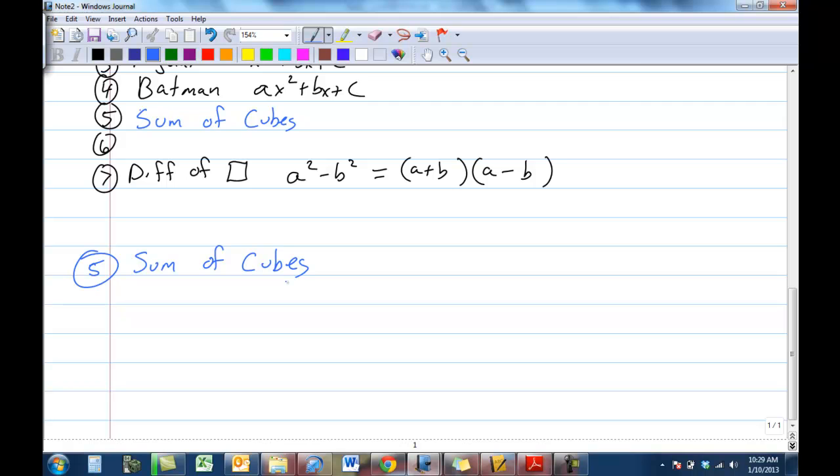Now here's what's up with sum of cubes. Sum of cubes says this. If you have a cubed plus b cubed, that's going to factor to 2 things where one is short, the other one is long. The first part is going to be a plus b, and the second part is going to be a squared minus ab plus b squared.